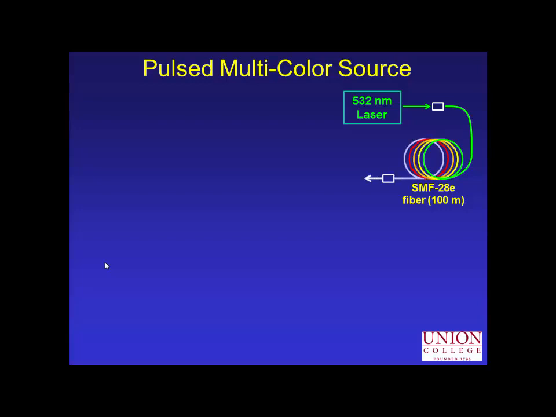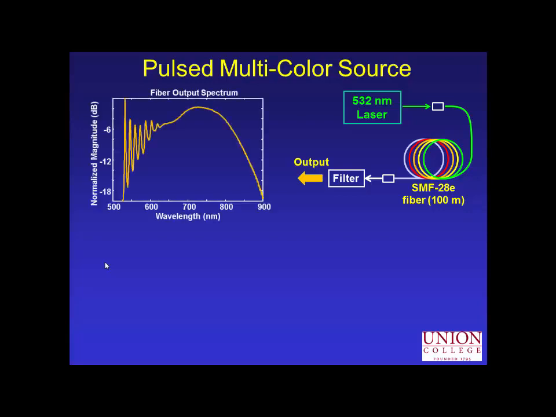And so through four-wave mixing, you create a whole bunch of new colors, and so then we could, or we do, send it through an optical filter to get whatever wavelength band that we want. If you measure the spectrum coming straight out of the fiber, it looks something like this. You have your initial 532 here, a few discrete lines due to stimulated Raman scattering, and then you get this broad continuum due to four-wave mixing.